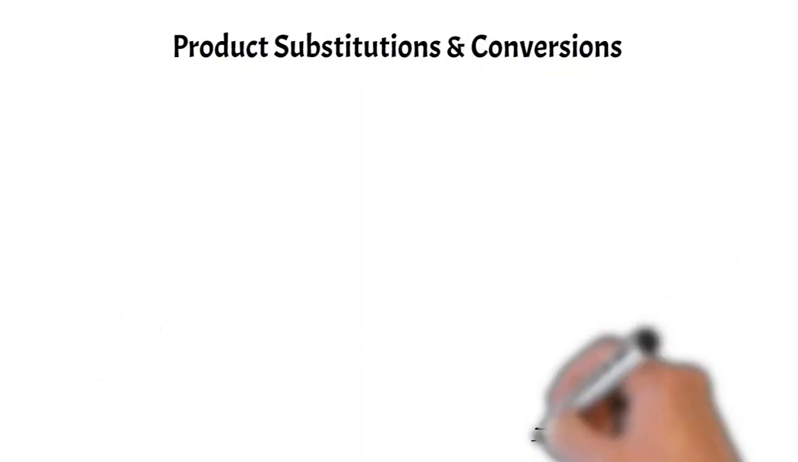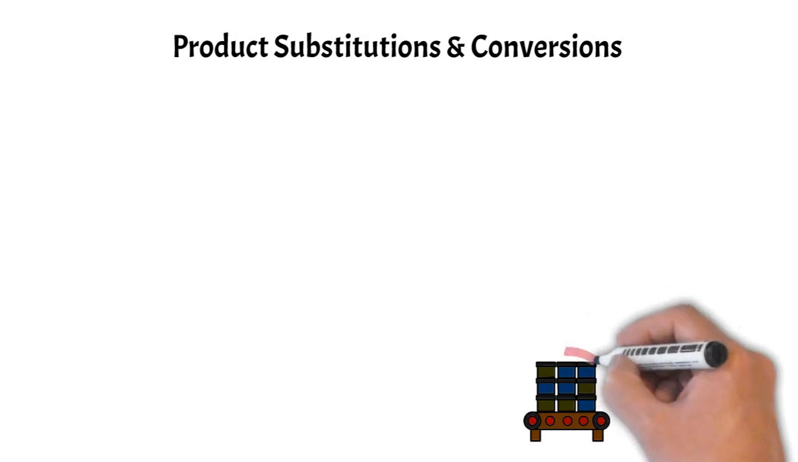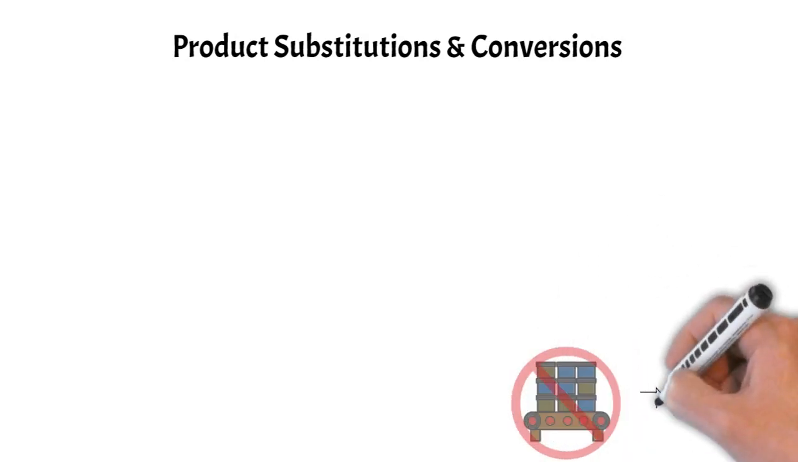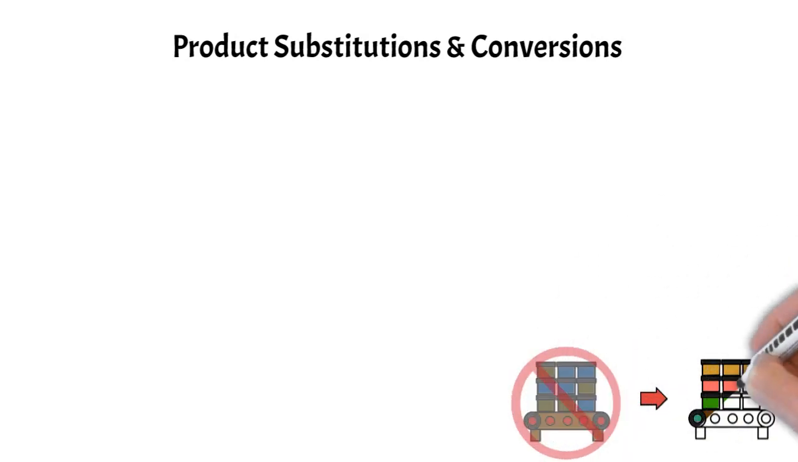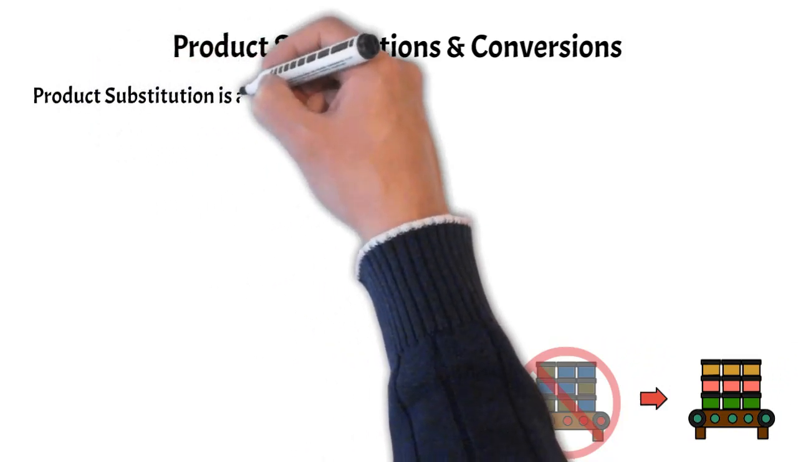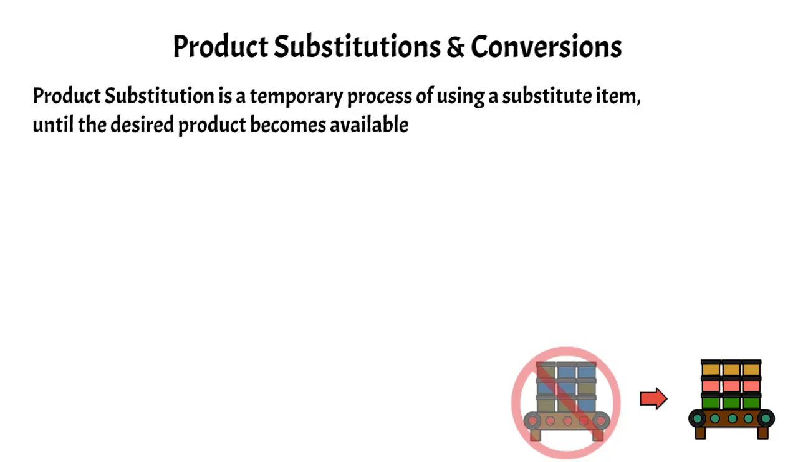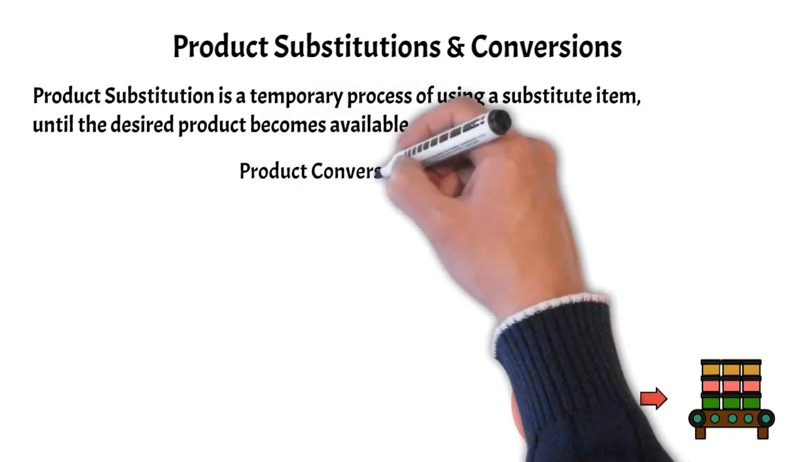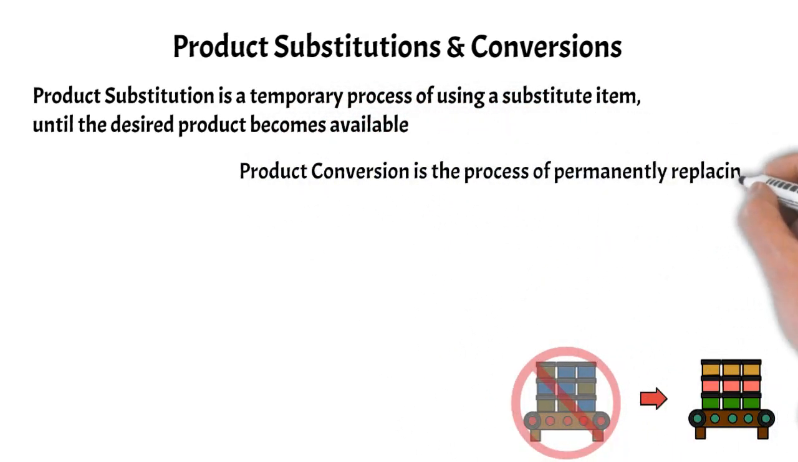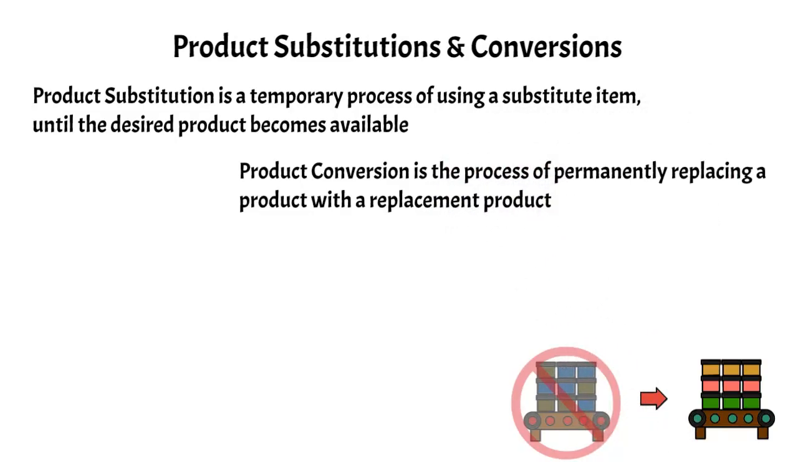When a hospital encounters a product shortage or a manufacturer stops producing a particular product, hospitals use their internal product substitution and product conversion processes to resolve the issue in an efficient manner. What is a product substitution? The term product substitution refers to a temporary process of using a substitute item until the desired product becomes available. What is a product conversion? The term product conversion refers to the process of permanently replacing a product with a replacement product.